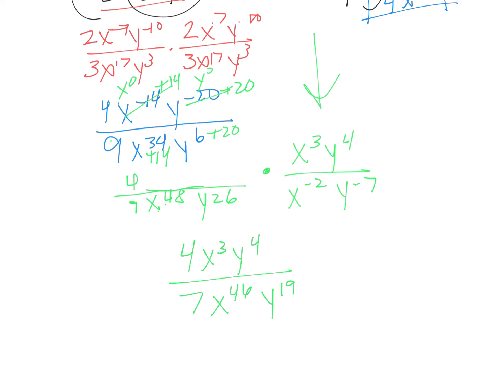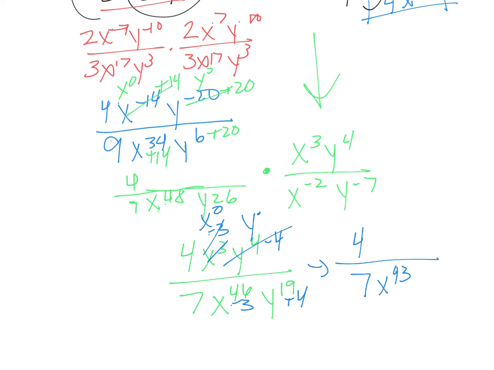And now at this point I can subtract my 3, right? Because we want this to be x to the power of 0. And I can subtract my 4, and so this could be y to the power of 0. So we get 4 to the power 0 times power 0, which is 1. So we just leave that. And we have x, and we're going to have 43 because we have 46 minus 3. And then we have y to the power of 15.